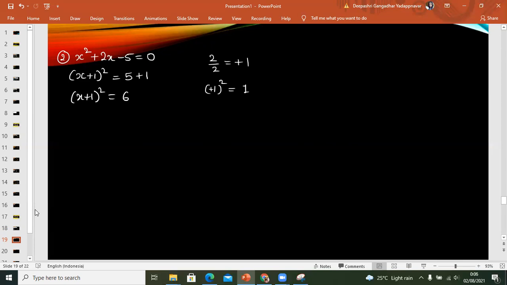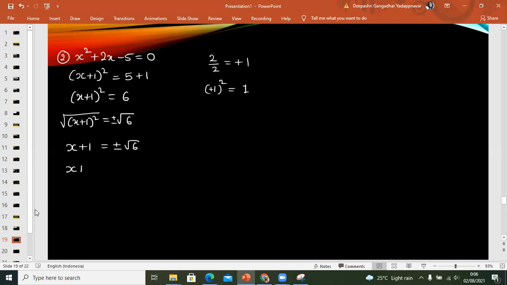Now the next step is writing the square root sign on both sides. So put the square root sign: square root of (x + 1) whole square equals square root of 6. Here I will write plus or minus. This square root sign and this 2 will cancel. What remains is only x plus 1 equals plus or minus root 6. Root 6, we don't have any answer because it is not a perfect square, so we will keep it as it is.